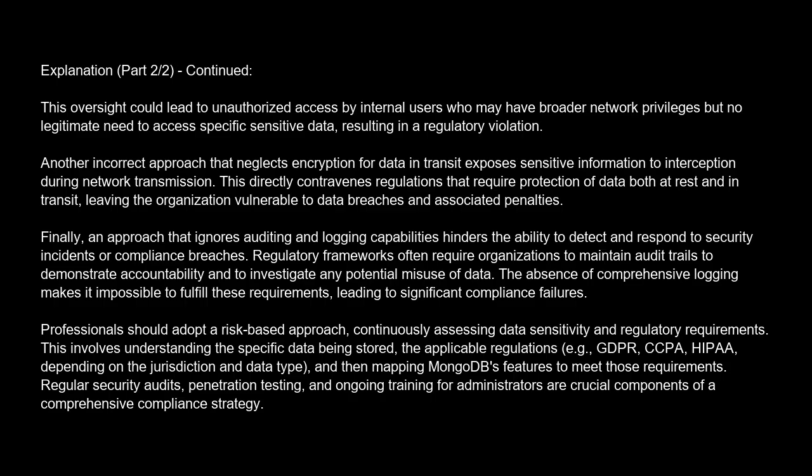Professionals should adopt a risk-based approach, continuously assessing data sensitivity and regulatory requirements. This involves understanding the specific data being stored, the applicable regulations (e.g., GDPR, CCPA, HIPAA, depending on the jurisdiction and data type), and then mapping MongoDB's features to meet those requirements. Regular security audits, penetration testing, and ongoing training for administrators are crucial components of a comprehensive compliance strategy.